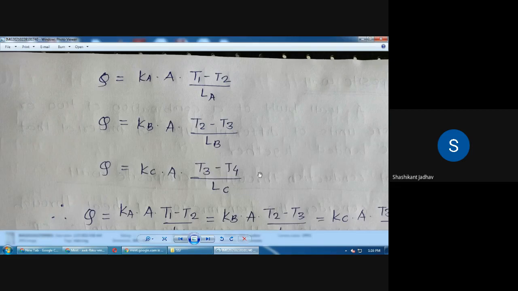Similarly, you have to write down the equation for the layer B and then you have to write down the equation for the layer C. What will be the difference? The temperature range will change, the thickness will be different, and the thermal conductivity will be different.